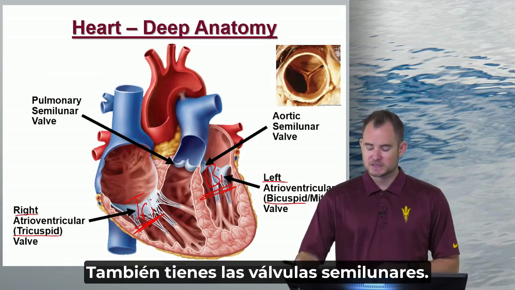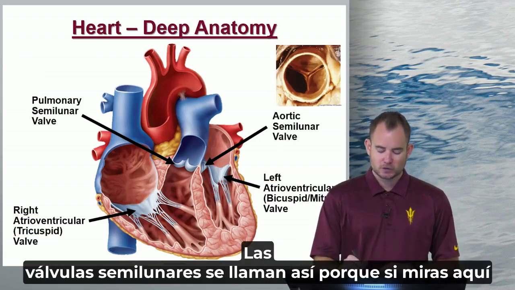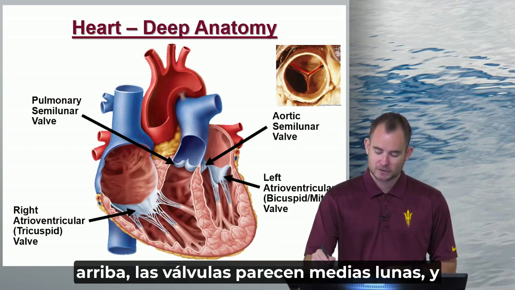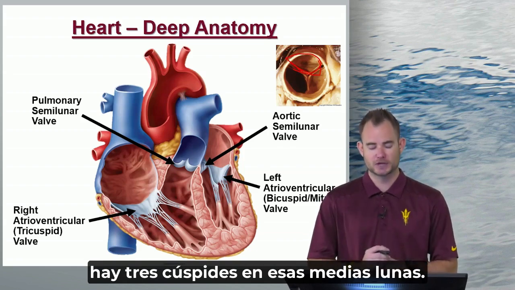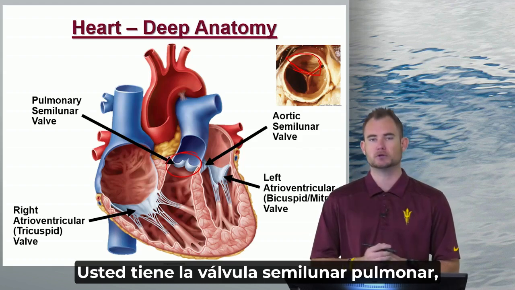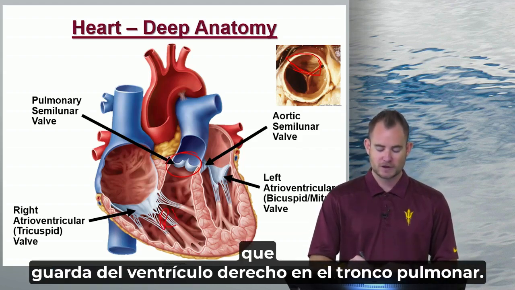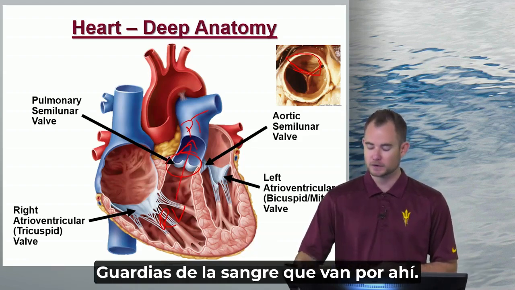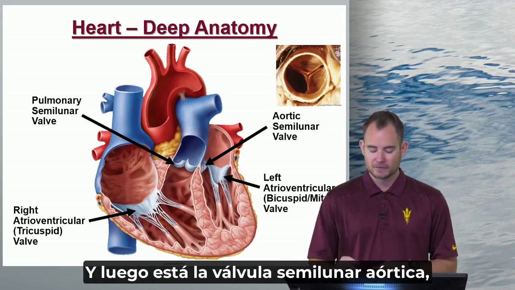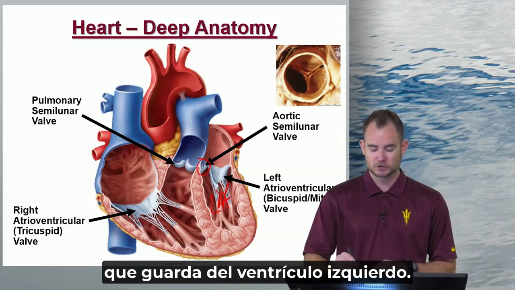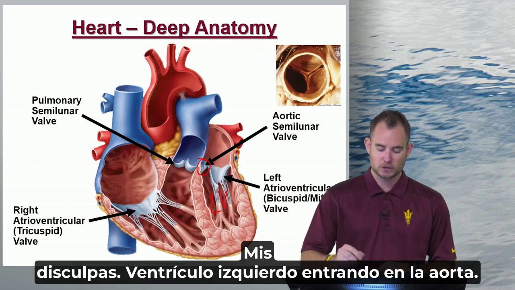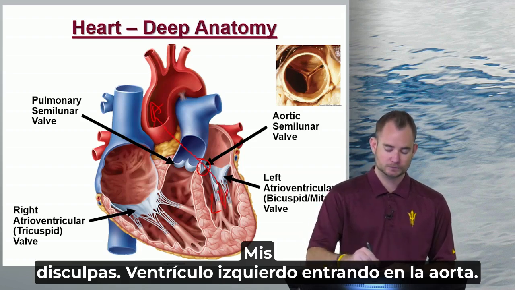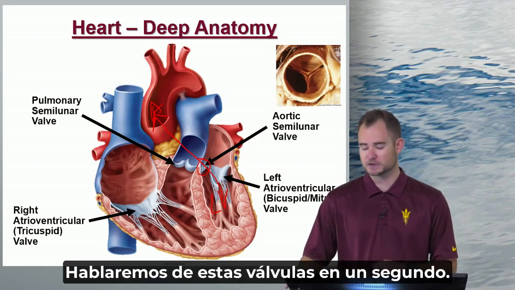You also have the semilunar valves. The semilunar valves are named such because if you look up here, the valves kind of look like half moon shapes, and there's 3 cusps in those half moon shapes. You have the pulmonary semilunar valve, which guards from the right ventricle into the pulmonary trunk. Guards from blood going out there. We'll talk about those valves in just a minute. And then you have the aortic semilunar valve, which guards from the left ventricle going into the aorta. We'll talk about these valves here in just a second.